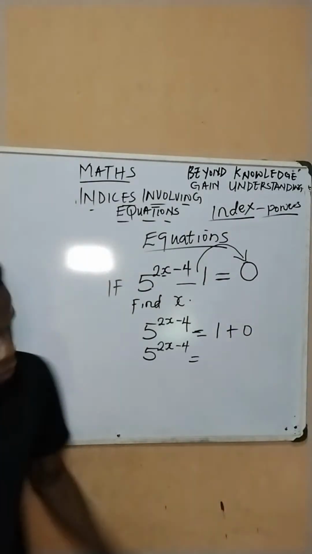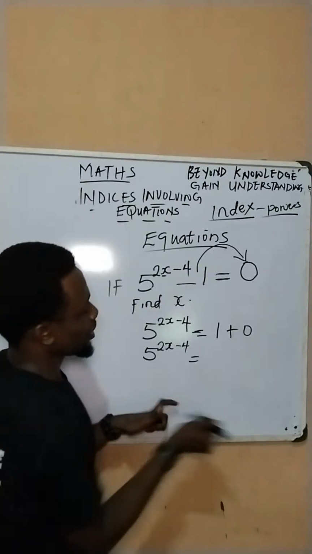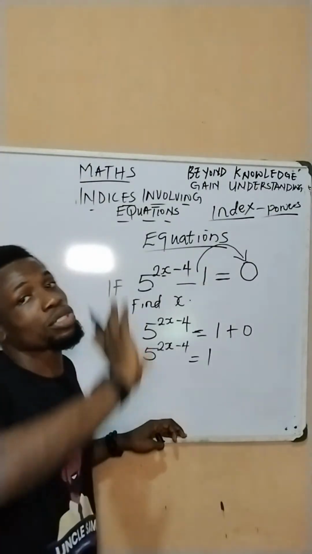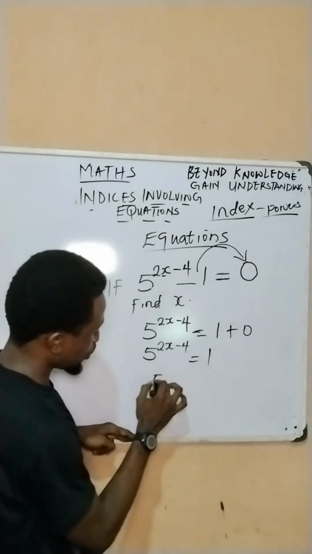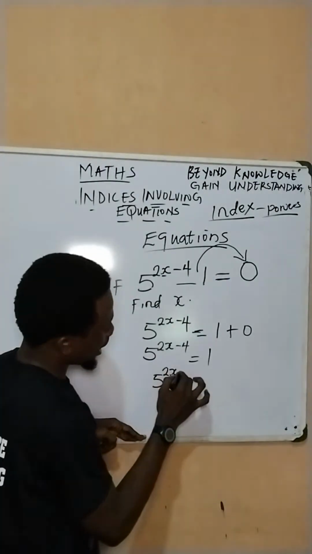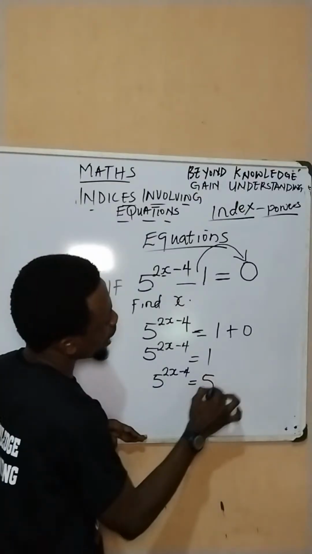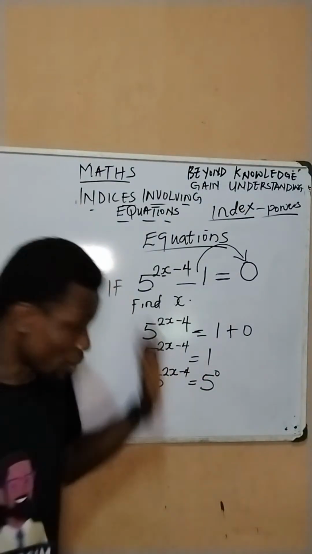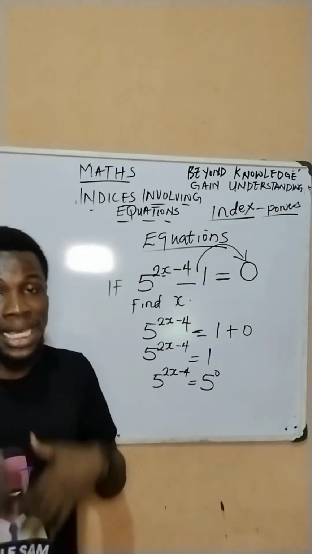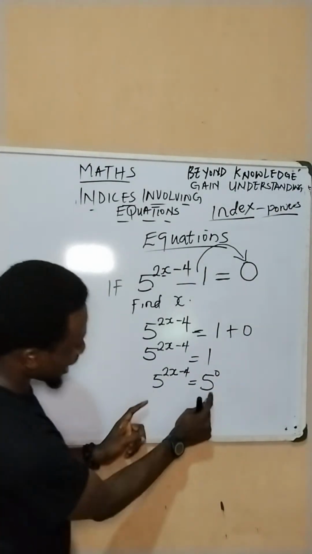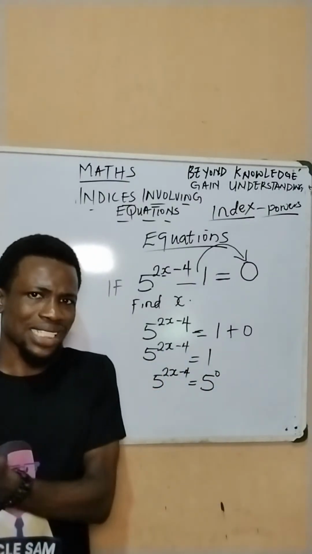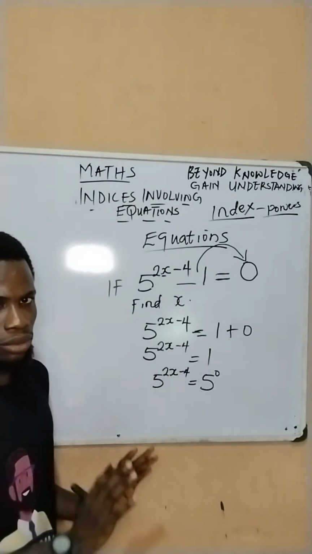So I choose to change this 1 to become 5 raised to the power of 0. That becomes 5 raised to the power of 2x minus 4 equals 5 raised to the power of 0. We are just dealing with indices, with a base and a power. This 5 raised to the power of 0 is still equal to 1, so we've not really deviated. We are still within what we are trying to solve here.